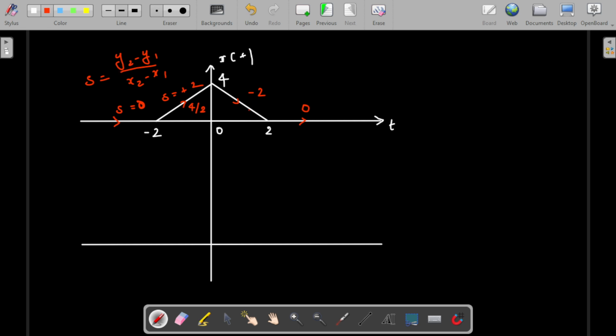One more thing, we can also find out the area of this. As it is a triangle, the area will be half of base into height. So half of 4 into 4, so this will be 8. So this will be the area of the signal.